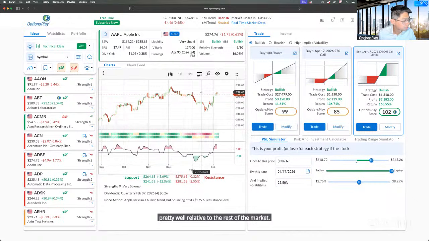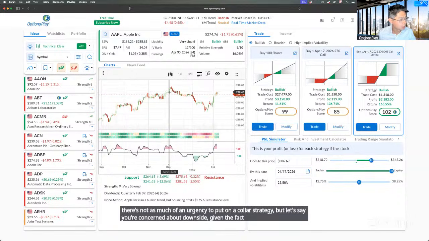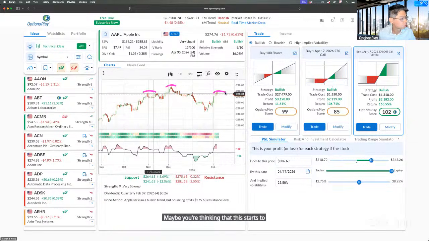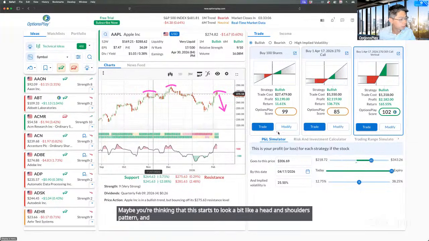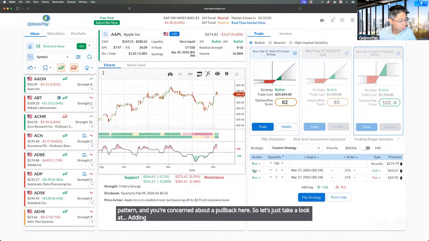Now, Apple obviously already reported earnings, so there's not as much of an urgency to put on a collar strategy, but let's say you're concerned about downside given the fact that the stock has rallied back up to previous highs. Maybe you're thinking that this starts to look a bit like a head and shoulders pattern and you're concerned about a pullback here. So let's just take a look at adding that call, adding that puts trade, and then we'll look at that March 6th weekly option.